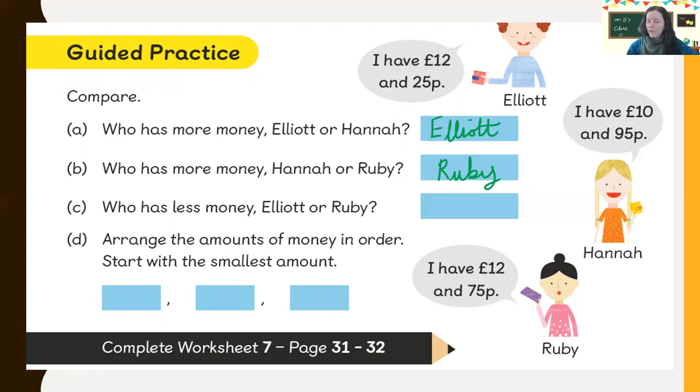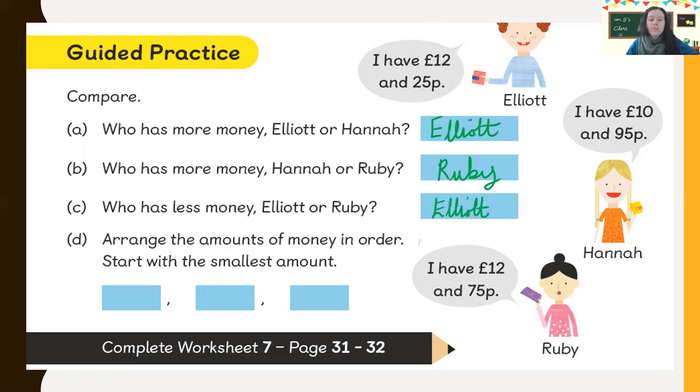So they have the same amount of pounds, 12 and 12. That's the same. So we've got to look at the pence. What is less? The question is about what's less, 25 or 75? What's the smaller number? 25. So who has less? Elliot has less.